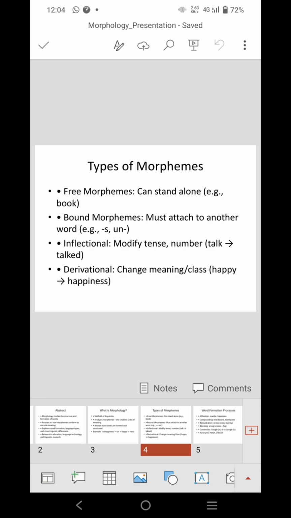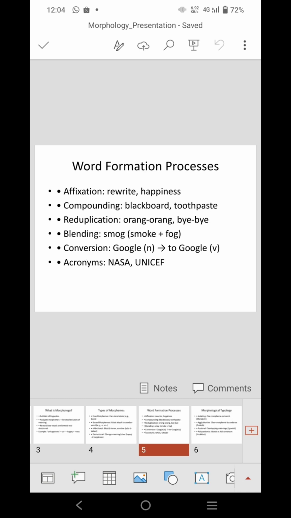And the third is inflectional, which modifies tense or number, like talk to talked. Derivational changes meaning or class, like happy to happiness. And the next is word formation processes. The first is affixation, like happiness.